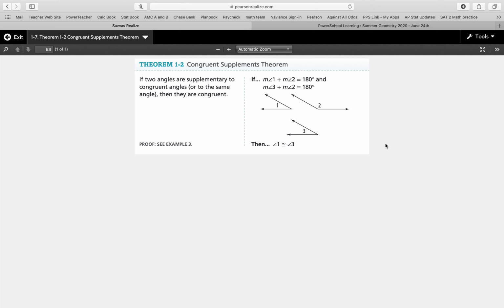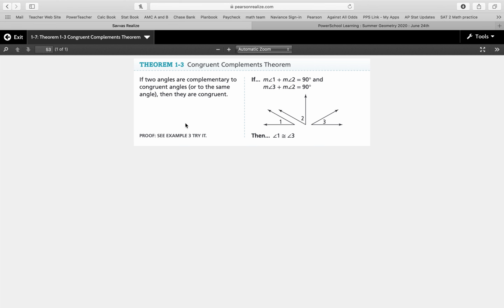Okay, and again, if two angles are supplementary to congruent angles, then they are congruent. So these angles are supplementary, these angles are supplementary, angle 2 is in both of these equations, so therefore angle 1 is congruent to angle 3.